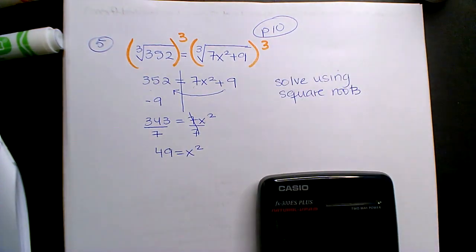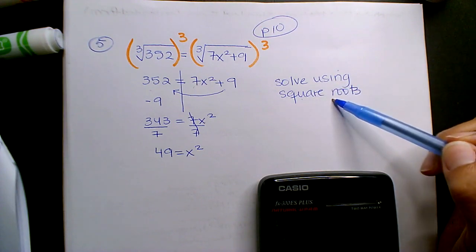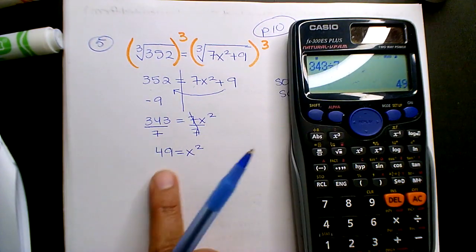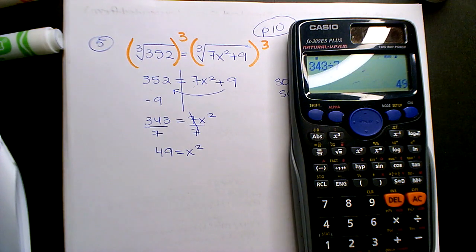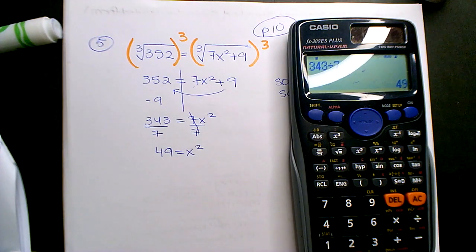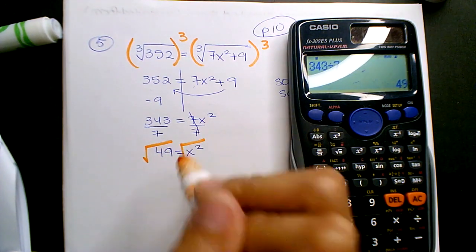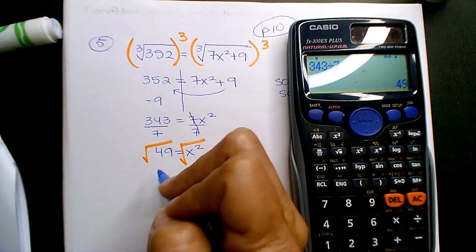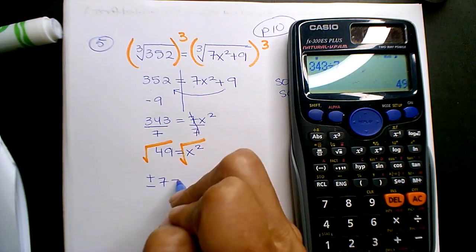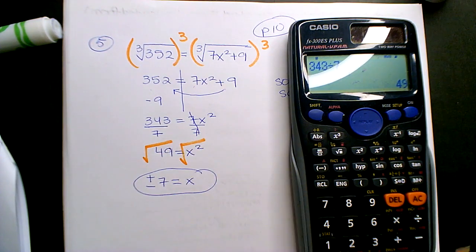And so now there's your solving by using square roots. You guys should know what the square root of 49 is. What is it? Yeah, 7. And then it's plus minus 7. Okay, so now square root, and so plus minus 7 is equal to x, and there's your solve.